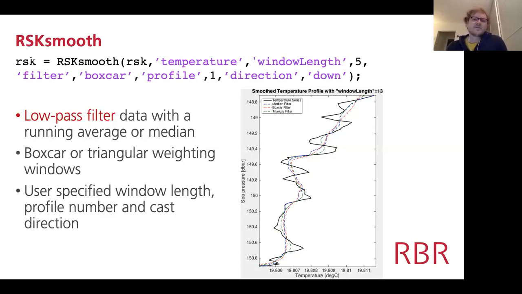For example, one thing I might do first is just smooth temperature and conductivity. So we have RSK smooth. It's just a running mean type of filter. You can choose a triangular window if you wish. You could use a median operation instead of a mean, but you simply specify the length of the window you choose to use. This is in samples, by the way. In this particular case, I'm doing a running mean of 5 samples. And so the output would look like the following. On the right-hand side, you can see an example of smooth data.